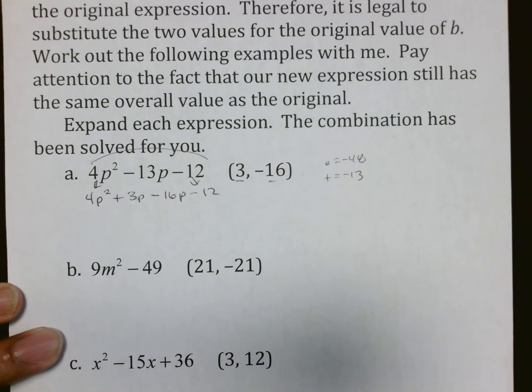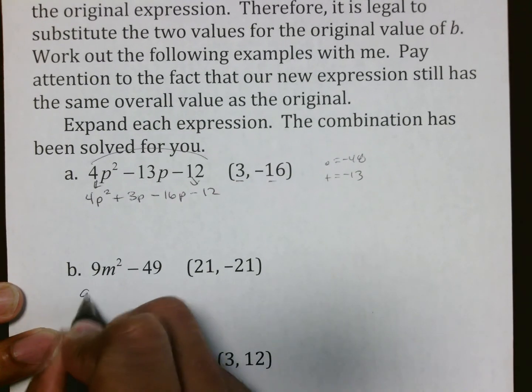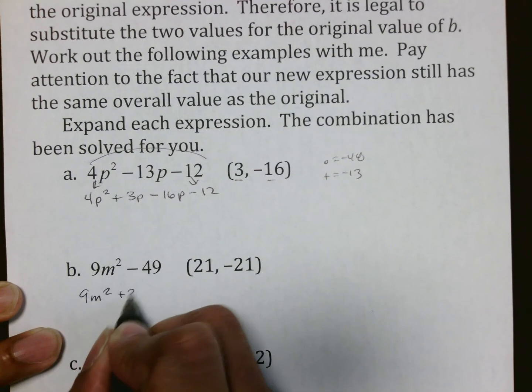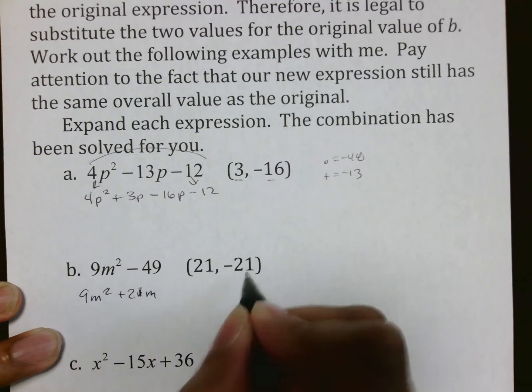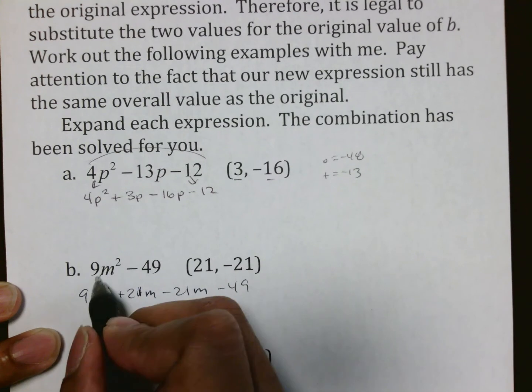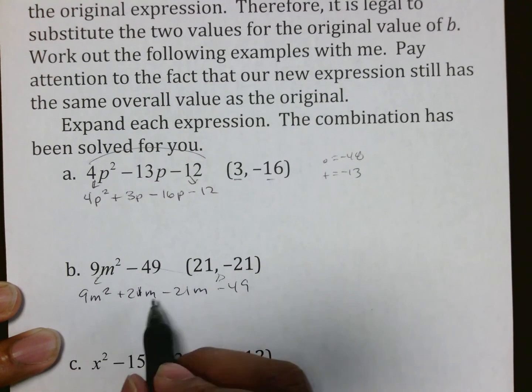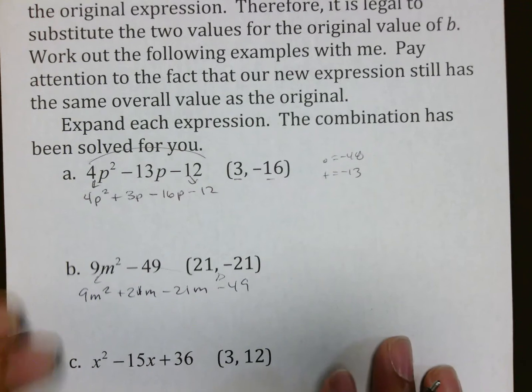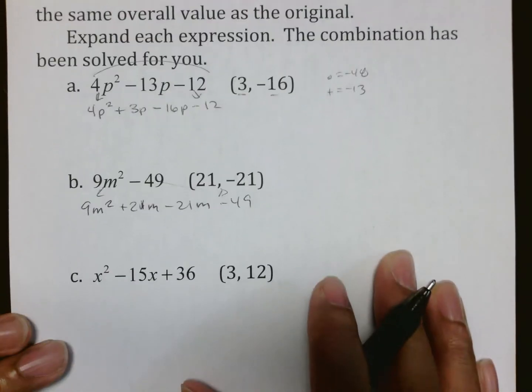This one here, if you had this question, you rewrite the first one, 9m squared plus 21m minus 21m minus 49. Again, just keep the first, keep the third. So use these two to just put them in the middle, and that's all you have to do.